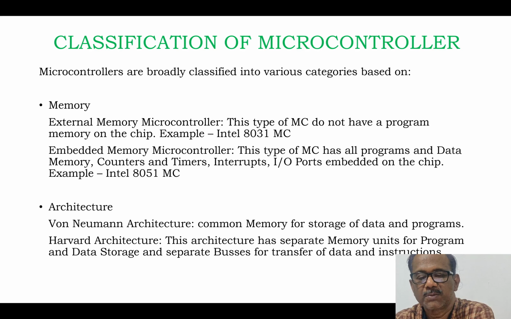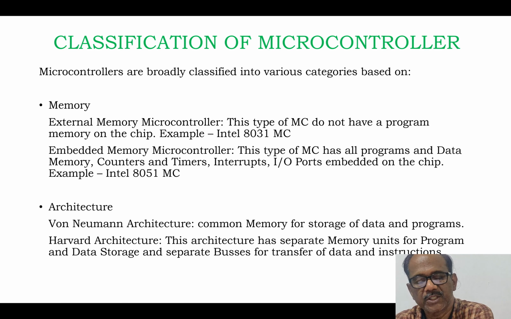Now we'll discuss the classification of microcontrollers. Microcontrollers are classified based on various categories. One, based on the memory. Some microcontrollers have external memory, whereas some have memory embedded into the chip itself. Those microcontrollers that do not have memory on chip are called external memory microcontrollers, for example Intel's 8031. And those with inbuilt memory are called embedded memory controllers, for example Intel's 8051.